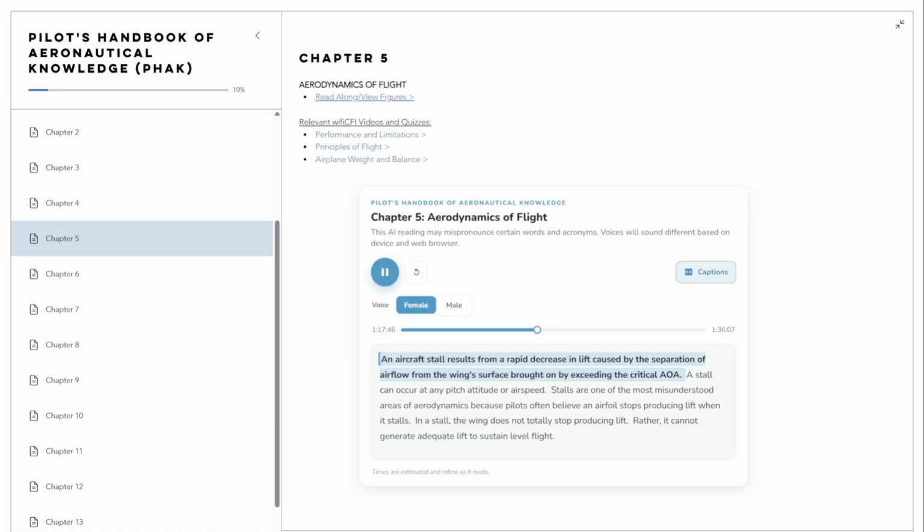Stalls. An aircraft stall results from a rapid decrease in lift caused by the separation of airflow from the wing's surface brought on by exceeding the critical AOA. A stall can occur at any pitch attitude or airspeed.